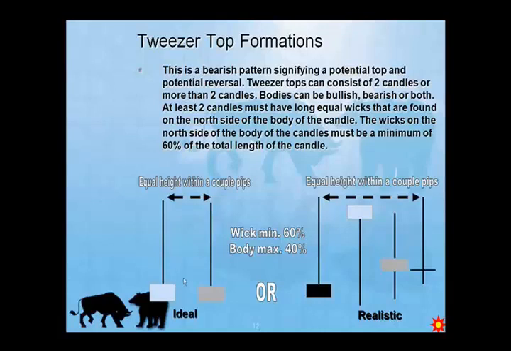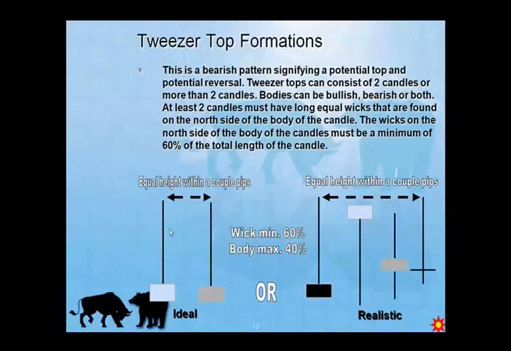In order for it to be a tweezer top, it has to have very little body, less body than wick. Here we see wick minimum 60%, body maximum 40%, and we have to have the wicks almost at the same level. It could be within a couple of pips. I would say 8 to 10 pips difference. Basically, don't get too caught up with how many pips difference. Just get caught up that they're at the same level.